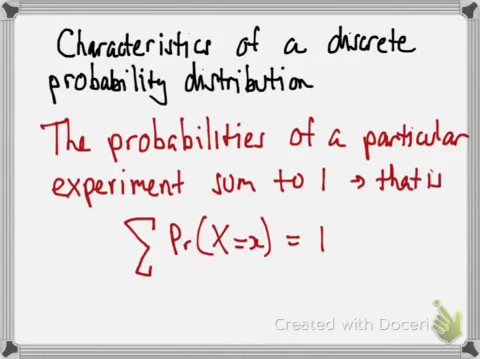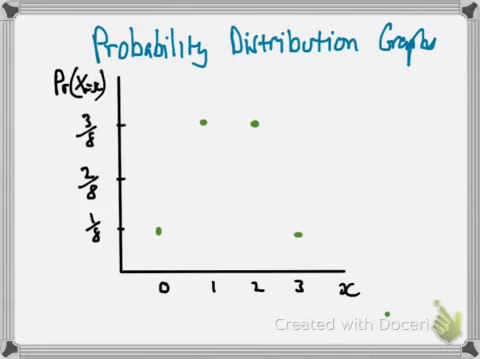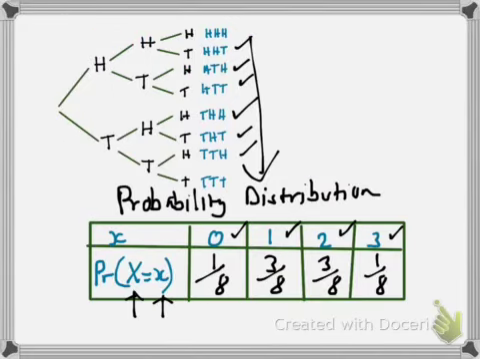The probabilities of a particular experiment always sum to 1. That is, if you add up, sigma is the Greek sign which means the sum of, if you add up all the probabilities, they equal 1. If we go back to our little example way back, what do all those in that table add up to? 1. So it can only be a probability distribution if all the possible outcomes add up to 1. You can't have missing probabilities. They can't go over 1.